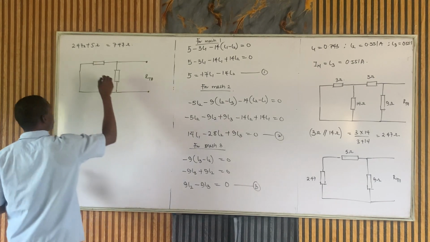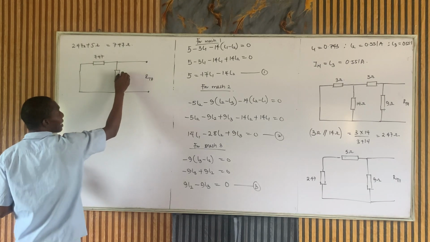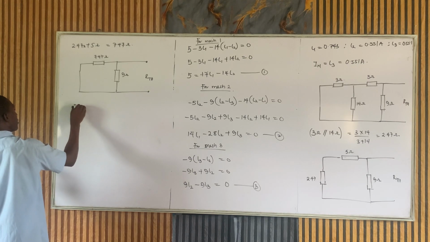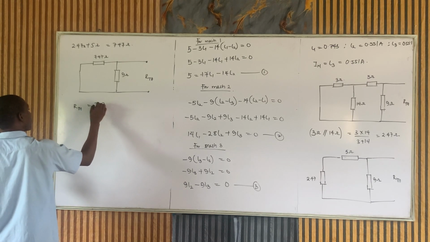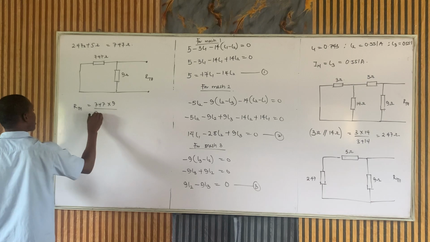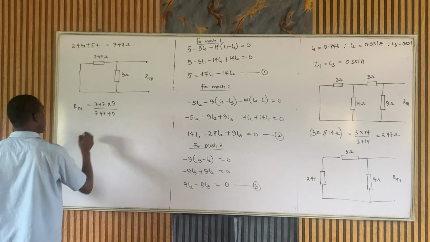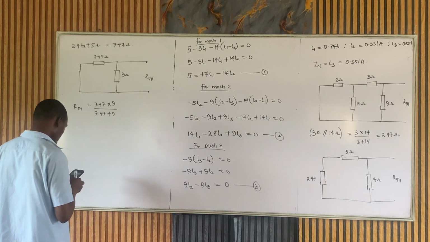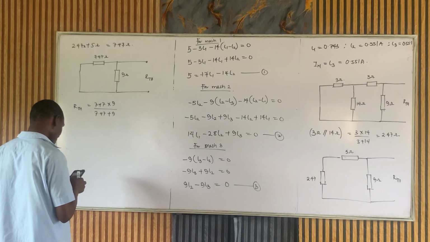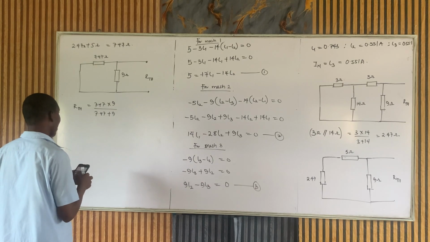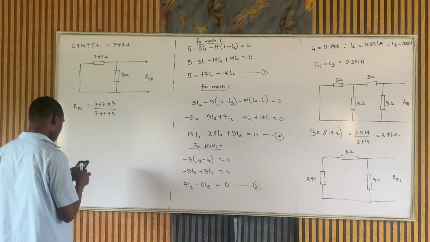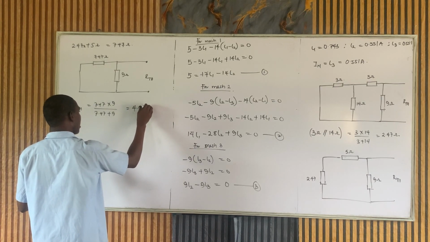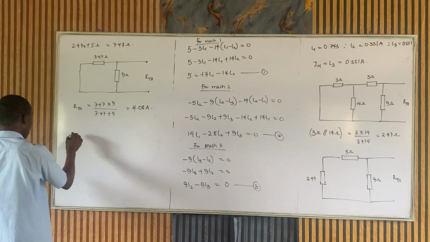Our RTH will now be 7.47 in parallel with 9 ohm. RTH will simply be 7.47 times 9 over 7.47 plus 9. Since current coming from here splits, these two are in parallel now. 7.47 times 9 divided by 7.47 plus 9 is 4.08 ohm. We can now draw the Norton equivalent circuit.